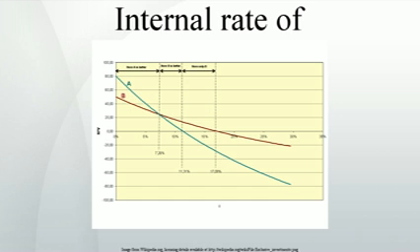IRR assumes reinvestment of interim cash flows in projects with equal rates of return. The reinvestment can be the same project or a different project. Therefore, IRR overstates the annual equivalent rate of return for a project whose interim cash flows are reinvested at a rate lower than the calculated IRR. This presents a problem, especially for high IRR projects, since there is frequently not another project available in the interim that can earn the same rate of return as the first project.